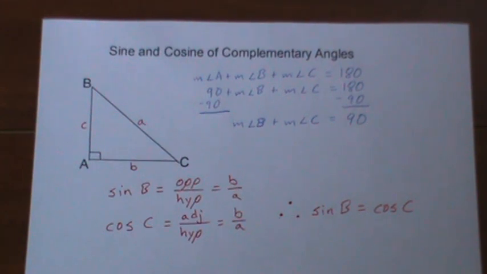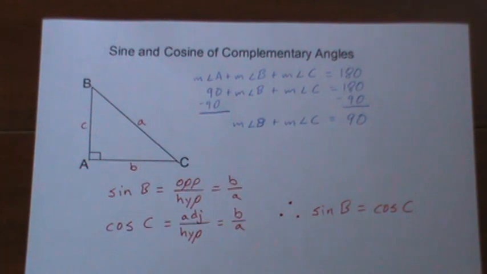So today will be our last trig lesson this year. We're going to talk specifically about the sine and cosine of complementary angles. We should all be aware that the three angle measures of a triangle always add up to 180 degrees.